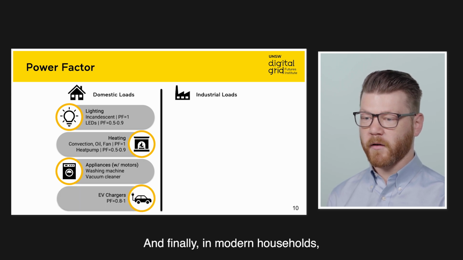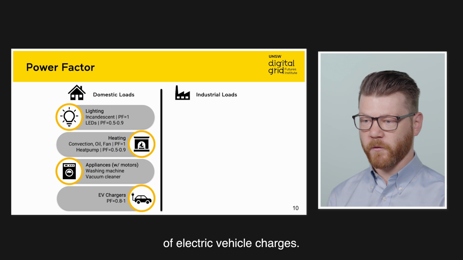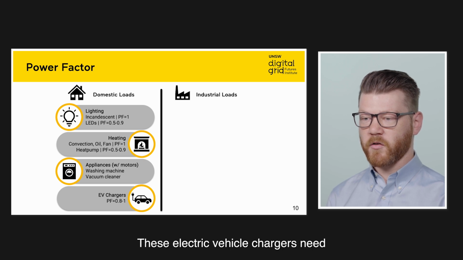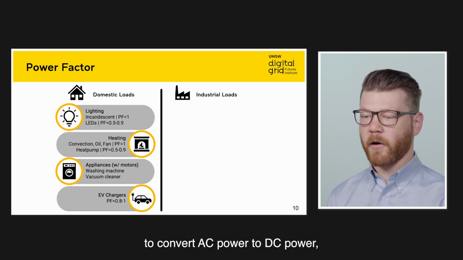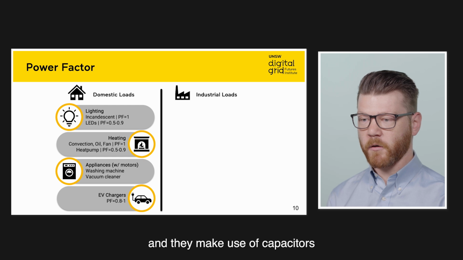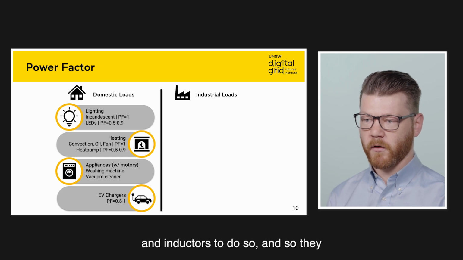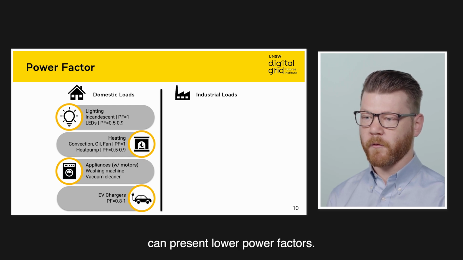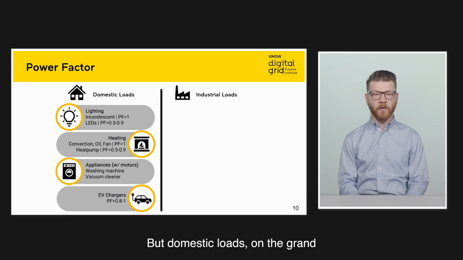And finally, in modern households, we're starting to see an emergence of electric vehicle chargers. These electric vehicle chargers need to convert AC power to DC power, and they make use of capacitors and inductors to do so, and so they can present lower power factors. But domestic loads, in the grand scheme of things, are less critical for a grid than the industrial loads.